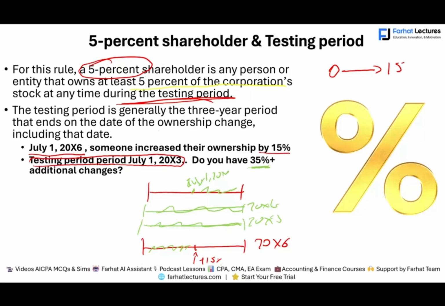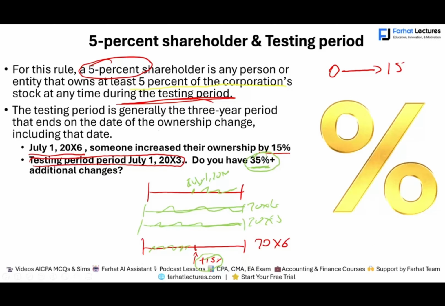So we don't include if somebody changed their ownership from 1 to 3. Those don't count, or 2 to 4 don't count because they are not 5% owners. So since there's a 15% change, we would look at the past 3 years and see if there's any 35% plus. Why? Because if there's 35 plus this 15, there's a major change in ownership.